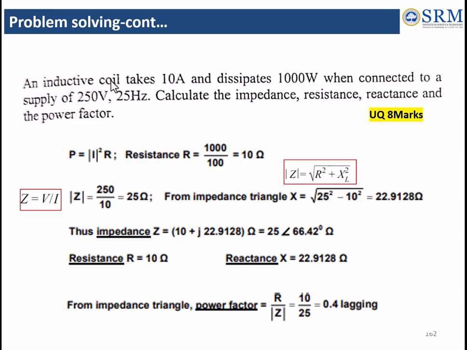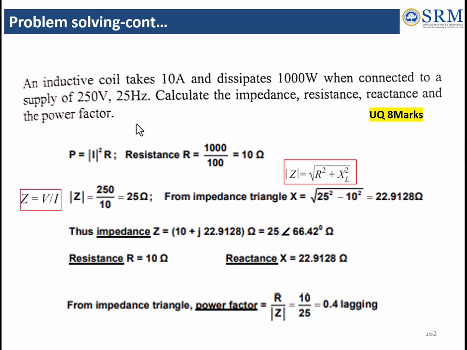Here an inductive coil is given, which is taking a 10 ampere current and dissipating 1000 watts when connected to a supply of 250 volt and 25 hertz. We are supposed to find the impedance, resistance, reactance, and the power factor. So what is given in this question? Inductive coil is present along with the resistance, so an RL circuit is given with the supply. But the R value is not given and the L value is also not given. So to find the impedance, we need to know the resistance and the reactance.